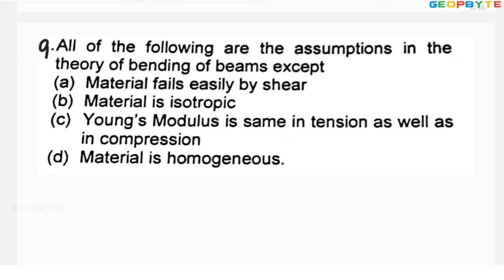Look at the next problem. All the following are the assumptions in the theory of bending of beams except. That means some assumptions are given. All assumptions are correct except one assumption. Let us find that assumption which is not required for the theory of simple bending.